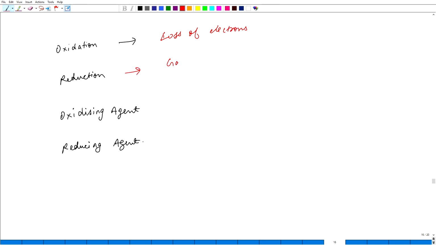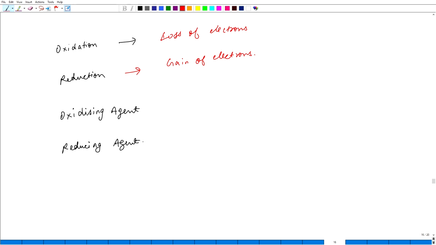Reduction is gain of electrons. Oxidation is loss of electrons, reduction is gain of electrons. What is an oxidizing agent? The oxidizing agent is the same element that is being reduced; it is the opposite.